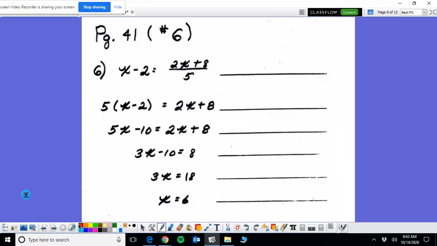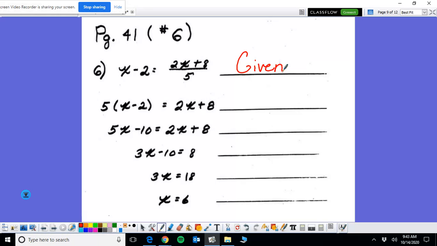This is number 6 on page 41. It's an algebraic, we won't call it a proof per se, but justification of steps. So we start off with this first line, and what's our reason for this line? Well, it's simply given. Pretty simple. That's what they gave us.